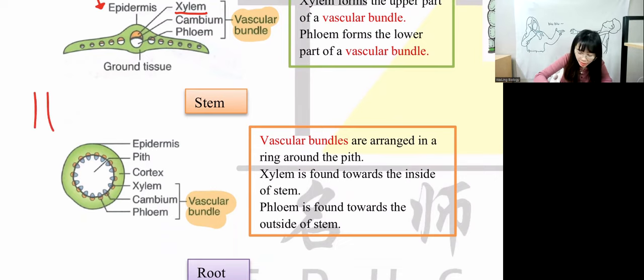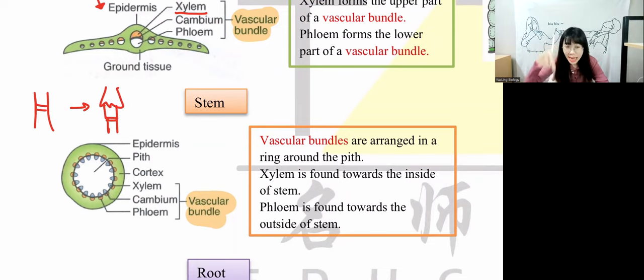Okay, so this is the normal stem. They cut it in the middle. They ask you what happens after 3 months or 1 month later. The top part of the stem will be swollen. The bottom part will shrink, if you remember. So the outer layer that's being removed is actually the phloem. So phloem is outside. Xylem is inside.